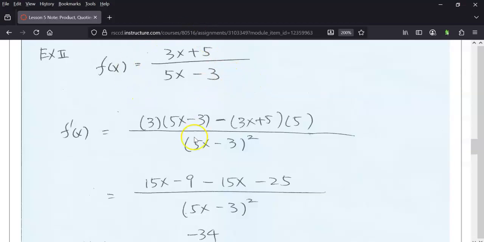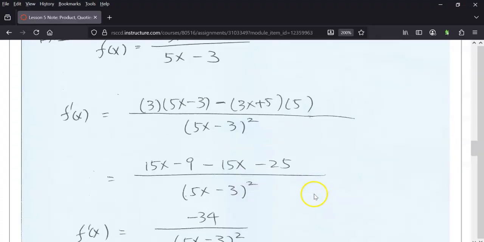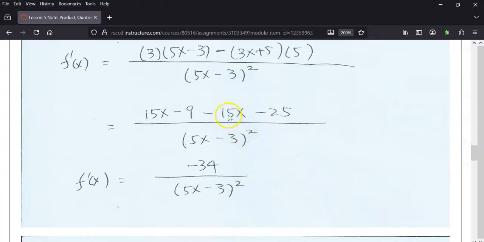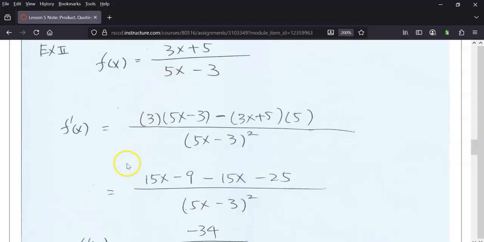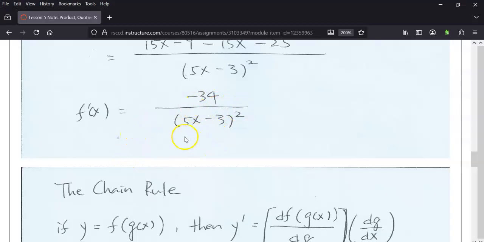So here's another quotient. So the derivative is the bottom squared times the derivative of the top times the bottom minus the top times the derivative of the bottom. Then, of course, after you're done, you just do the distributive property. You combine like terms, simplify it. So that's what you end up with. So the derivative of this, 3x plus 5 over 5x minus 3, is negative 34 over 5x minus 3 squared.